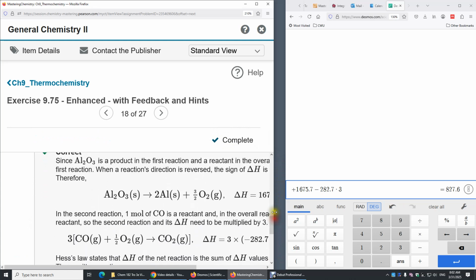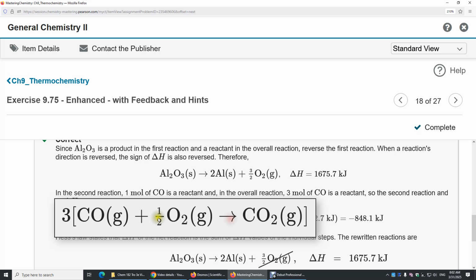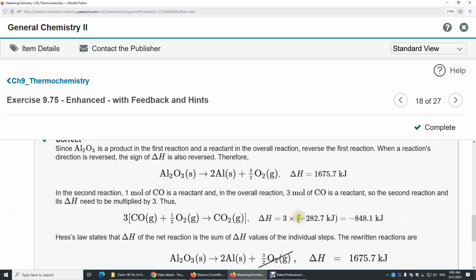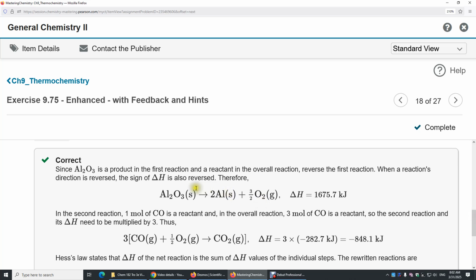Let's take a look here. You can see over here we need 3 CO, so we multiply this chemical reaction by 3. Alright, and at the same time we multiply this delta H by 3. Alright, also we need to flip this reaction to have aluminum oxide on the left hand side. That's why this becomes positive.